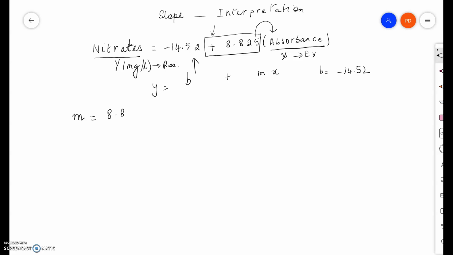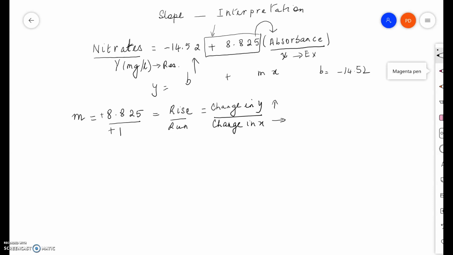So 8.825. So we'll write it as a fraction. It's positive, so both the denominator and numerator are positive. We're going to write down the definition of slope, which is rise over run. Rise is the change in the vertical direction, so change in y, over run is the change in the horizontal direction, so that is change in x.